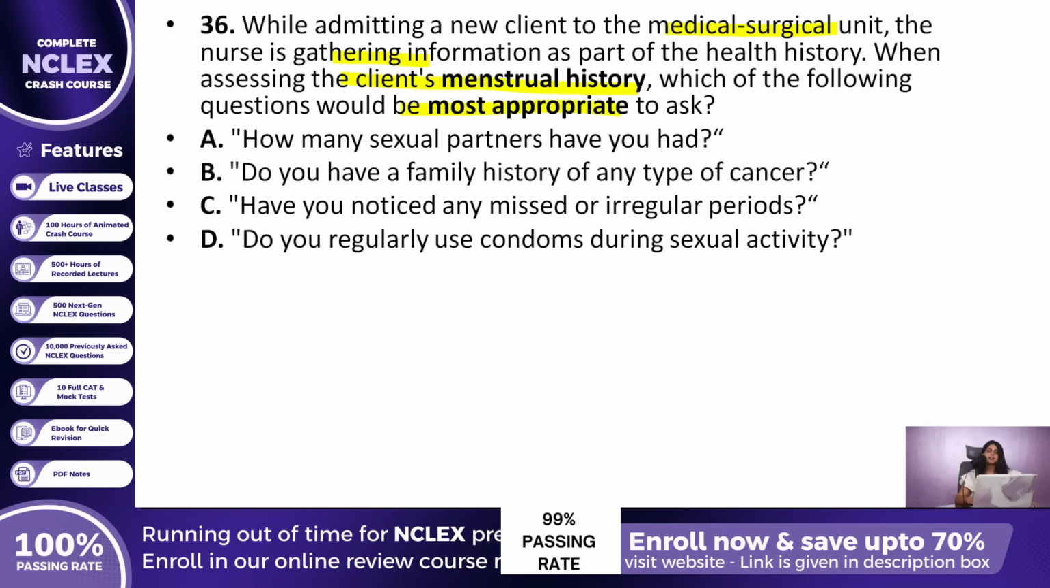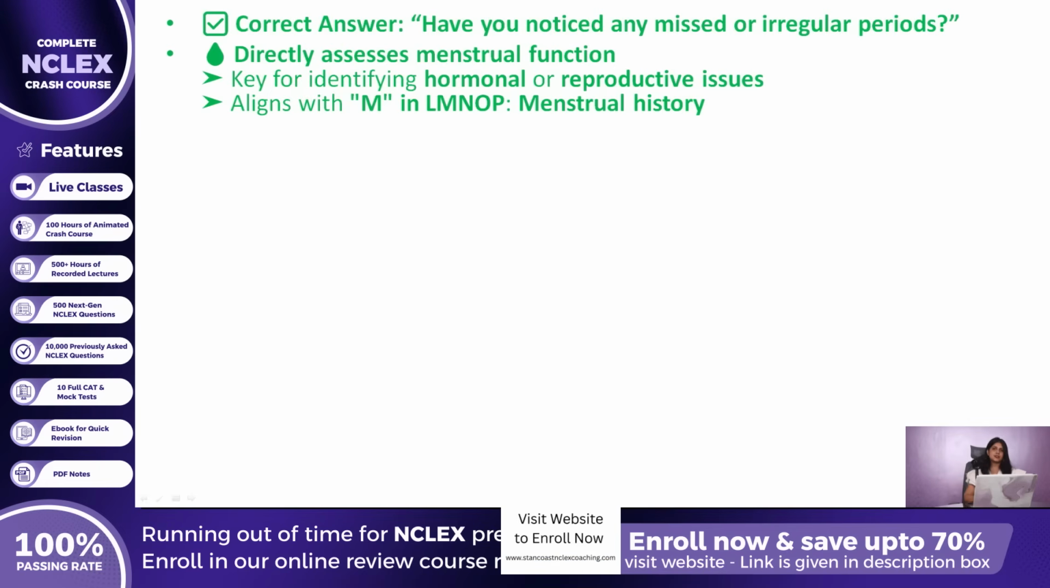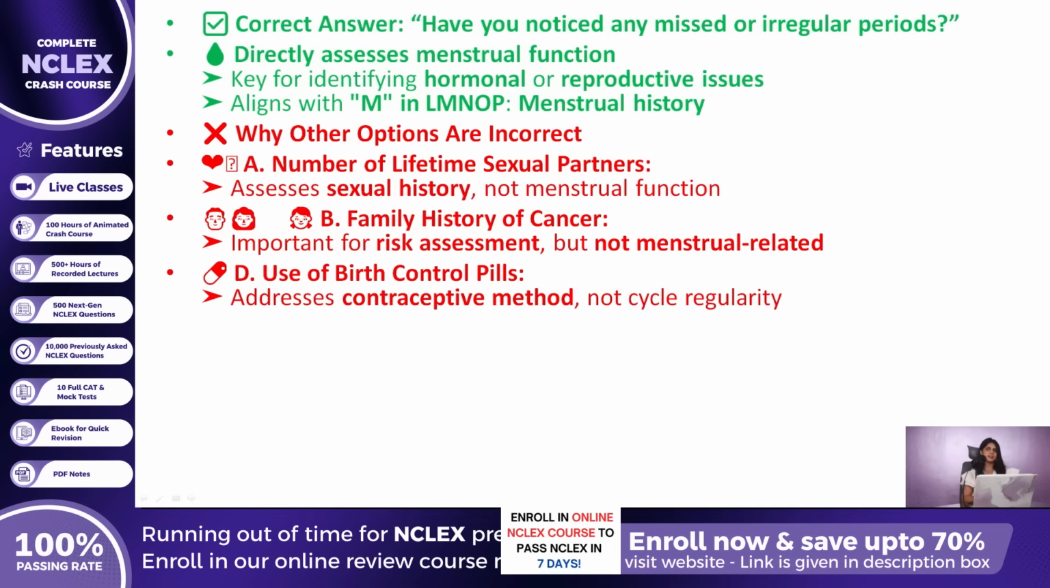The correct answer is option C. Have you noticed any missed or irregular periods? This directly assesses menstrual function. Option A relates to sexual history, option B to general family health, and option D to contraception, not menstrual patterns. Asking about cycle regularity helps identify hormonal or reproductive issues using tools like the LMNOP acronym. Let's continue with the next question.